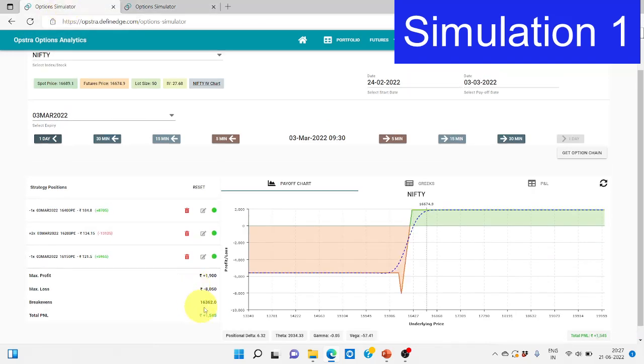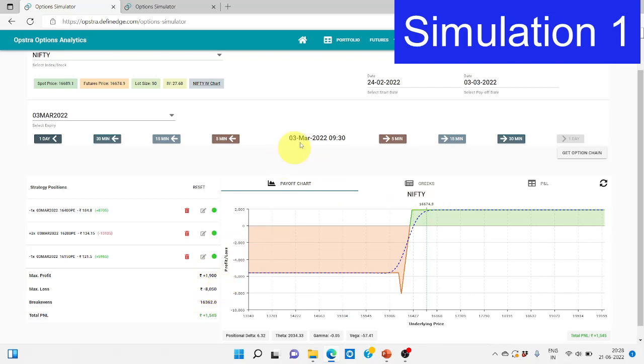Similarly, on the put side, it is 16,362, where we started again at 16,650. So here again we have to move 300 points. So in a week, if Nifty has not moved 300 points, it might go to and fro. It might oscillate, but finally if it has not moved anywhere, even if it is oscillating, if one direction goes into loss, the other direction will be in profit. But anyway, max profit is only 1,900, and max loss can be minus 8,050.